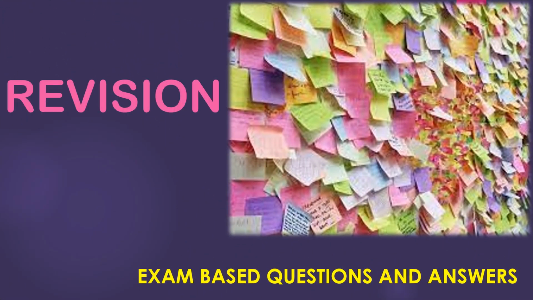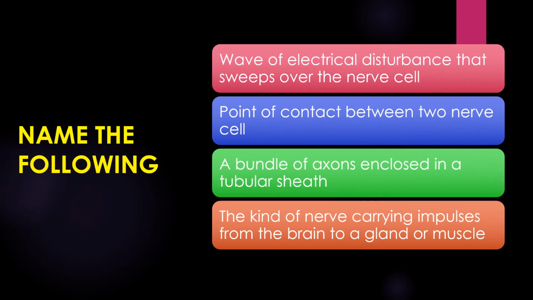Revision. Exam-based questions and answers we are discussing here. Name the following. Wave of electrical disturbance that sweeps over the nerve cell. Impulse. Point of contact between two nerve cells, that is synapse. A bundle of axons enclosed in a tubular sheath. Nerve. The kind of nerve carrying impulses from brain to a gland or muscle. Motor nerve.